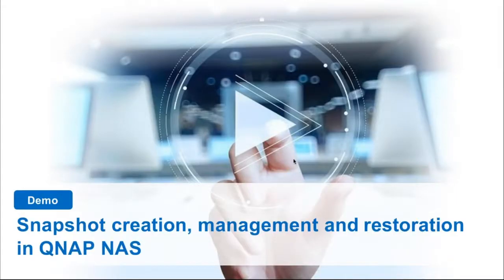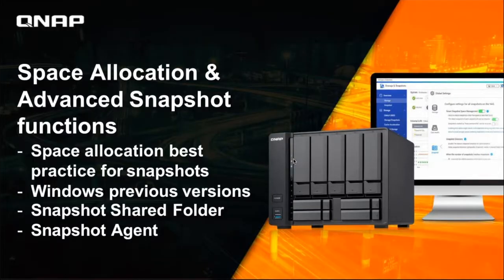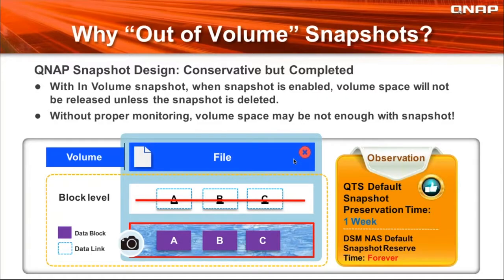So let's go a little bit into space allocation. QNAP has chosen to have out-of-volume snapshots. That's opposed to in-volume snapshots. We chose out-of-volume snapshots for two reasons. One is the snapshot's more protected. It's harder for the snapshot to get corrupted if it's outside of the volume. That offers protection. Also, you have a lot more control of how much space that snapshot uses.